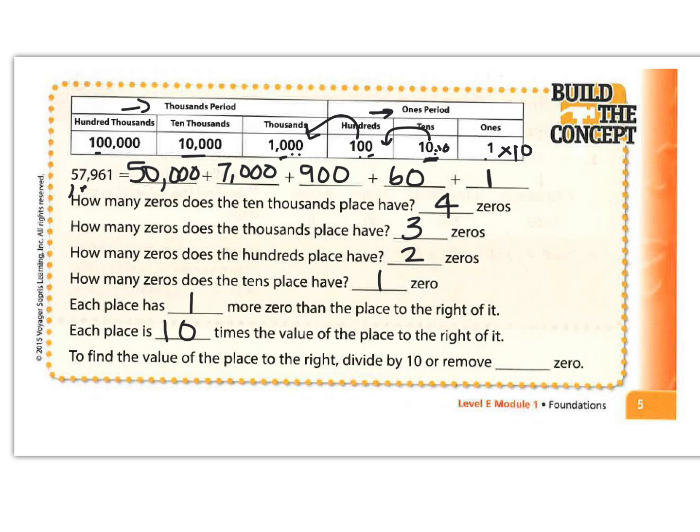So then to find the value of the place to the right, you divide by 10, or you can remove 1 zero. So when you divide it by 10, then you're going back down this way. You're going the other way to see what it is, or you could just remove one of the zeros.